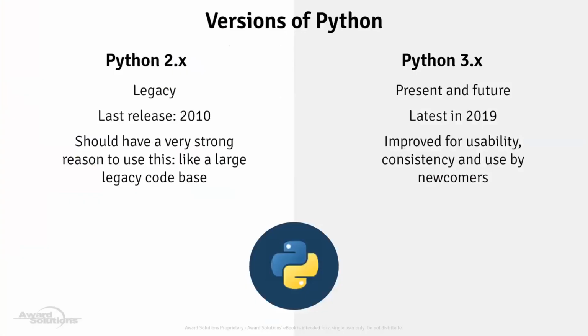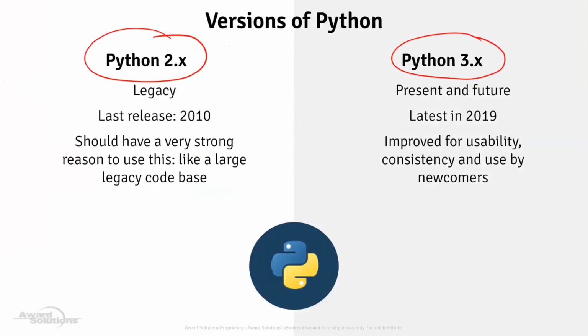There are two versions of Python, and this is very important because there were some pretty big differences between them. Typically what you'll see is something that supports Python 2.x, which was last updated in 2010. And then more recently, we've got the 3.x versions of Python. It has been updated as recently as this year, with improved usability, better consistency, and it's easier to use.